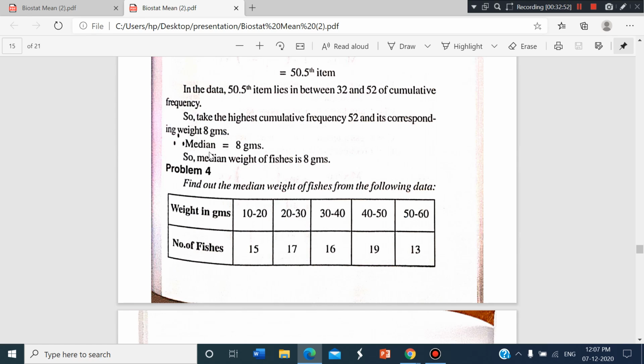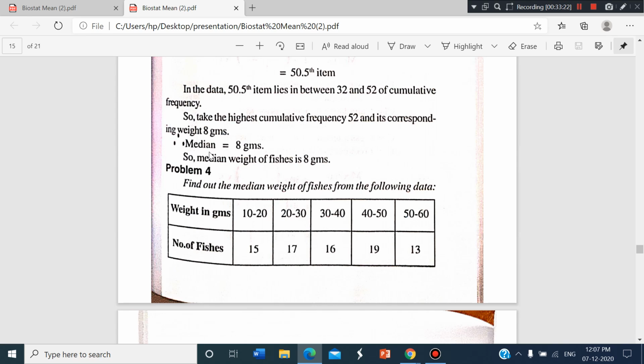Now you can move on to the next example, where you will find out the weight of fishes from the group data with class intervals. That's more important. Group data you have taken now. Now you are considering group data with class intervals. I hope all of you know weight is in grams. So for 15 fishes, the weight is between 10 and 20 grams.